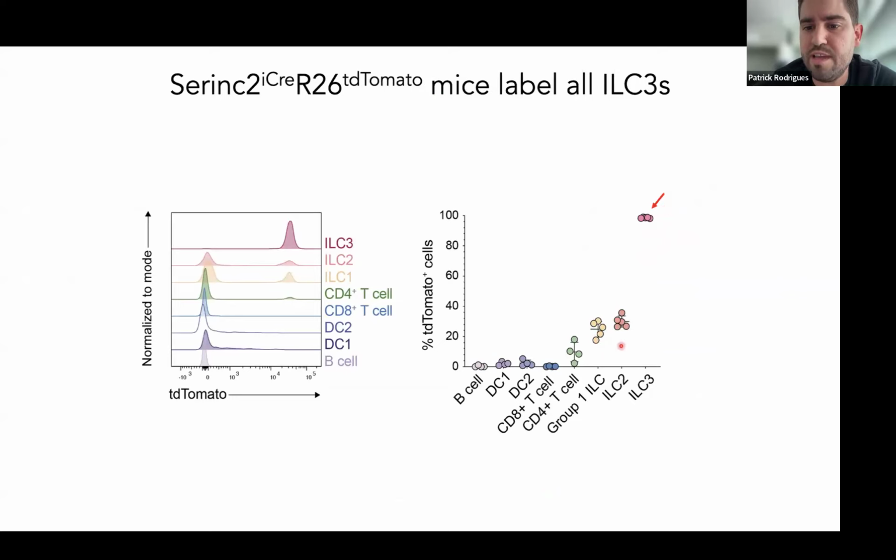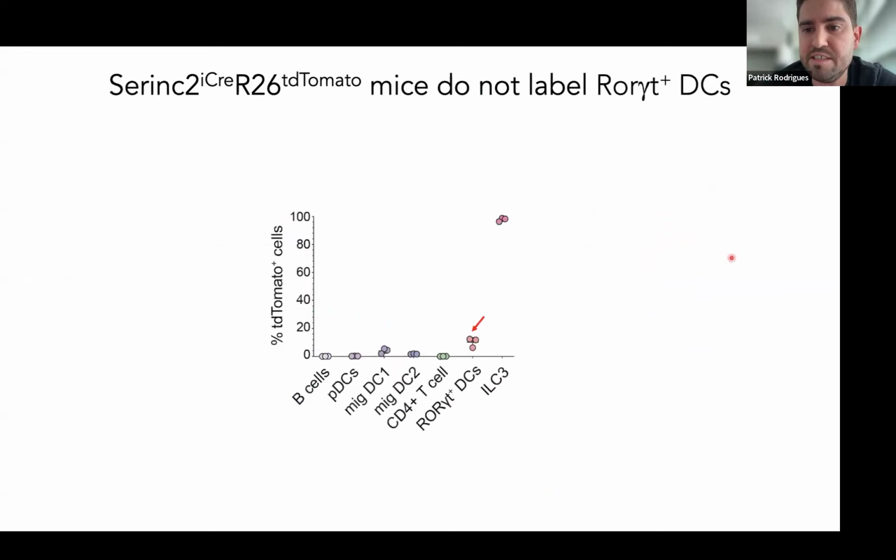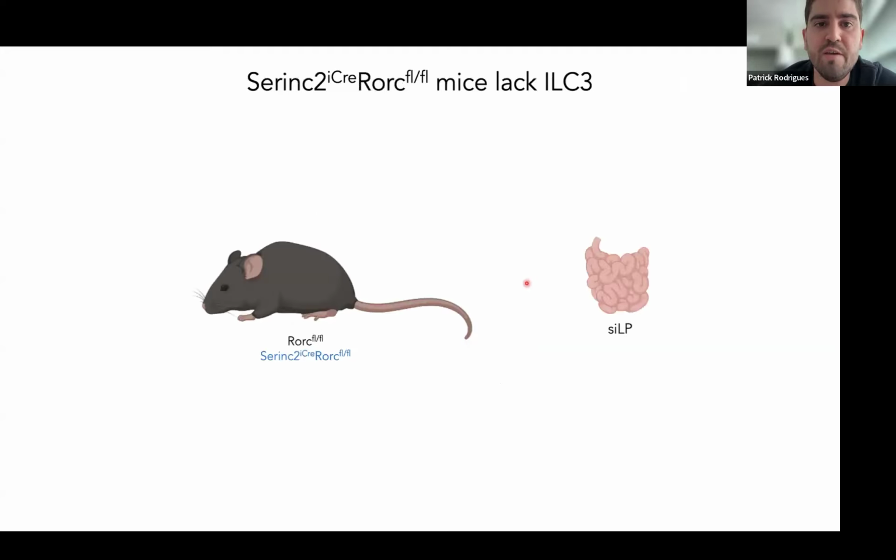You also have very low labeling within the group 1 ILCs or the ILC2s. Astonishingly, you lack a big fraction of the T cells, which are normally labeled if you use, for example, the RORγt Cre. We also checked for RORγt DCs, and we saw that the RORγt DC compartment is not affected at all by the Serine-C2 Cre. So we were wondering: can we cross the Serine-C2 mice to RORγt flox mice and generate a mouse that completely lacks the ILC3 compartment? And that's what we did.